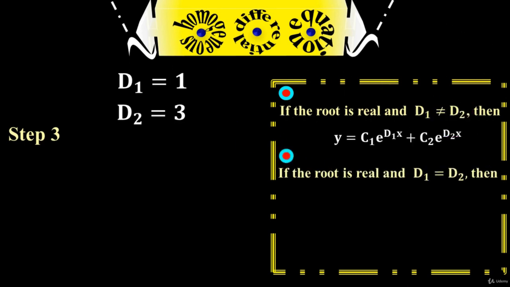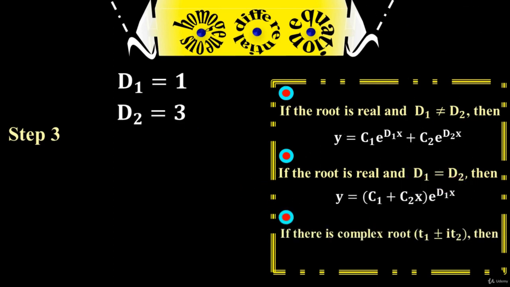Step 3. There are certain rules that we discussed in the previous lecture. If the roots are real and D sub 1 is not equal to D sub 2, then I'm going to use this equation. If the roots are real and D sub 1 equals D sub 2, then I'm going to use this equation. But if the roots are complex, then I'm going to use this equation.